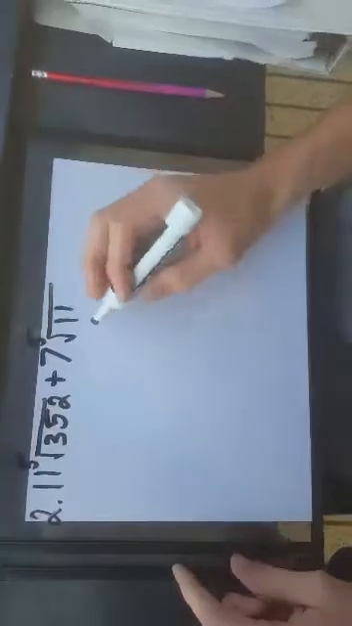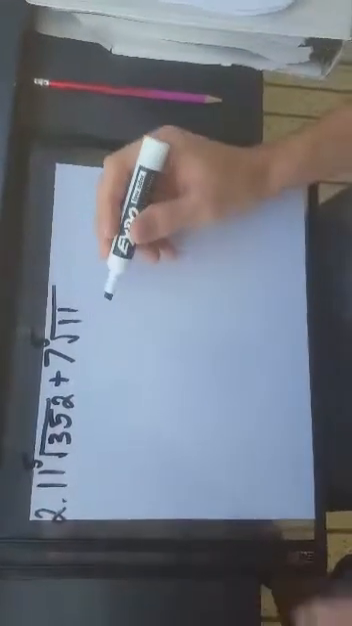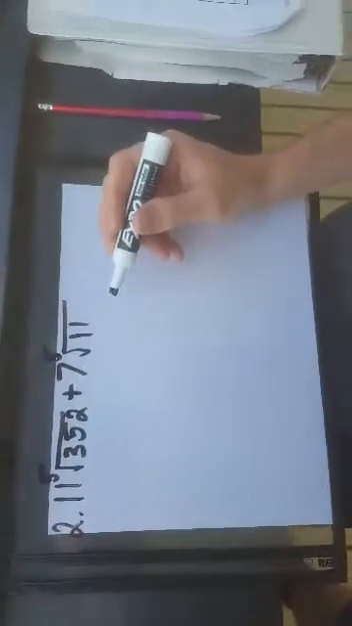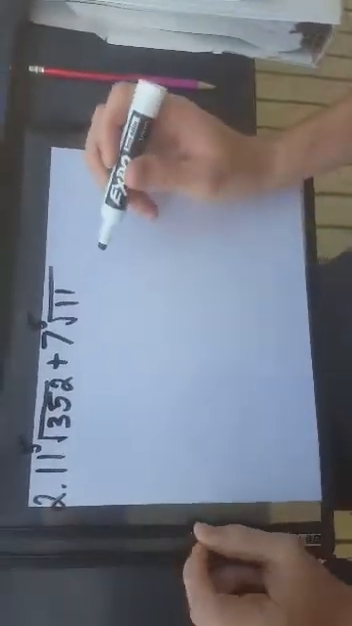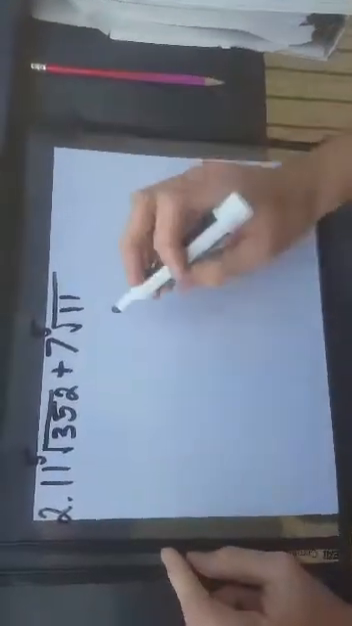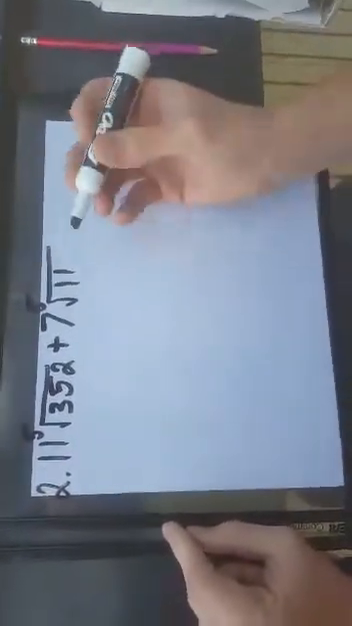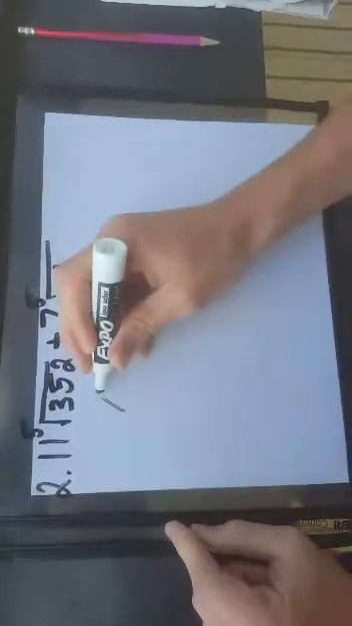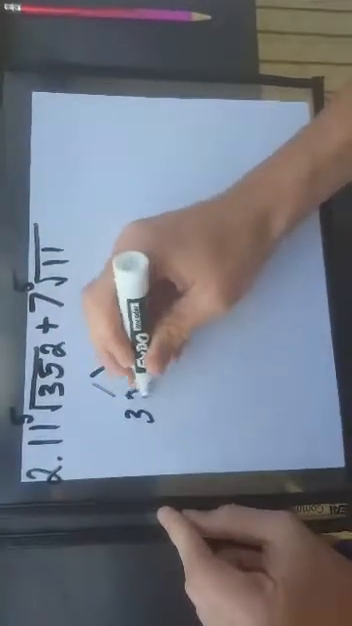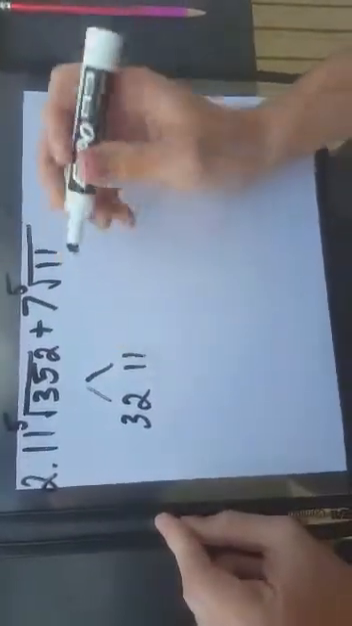Problem number 2, you have two different numbers under the radical, and if you want to add the coefficients, you need to have the same one. So what you have to do is divide 352 by 11 to get both of them to be 11. Once you divide that by 11, you get 32 and 11.